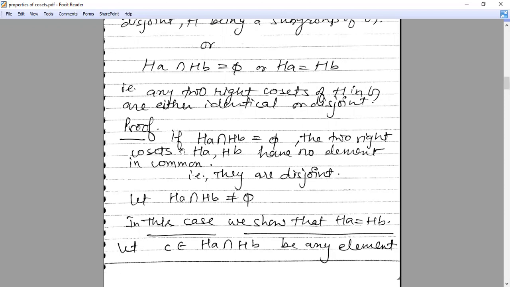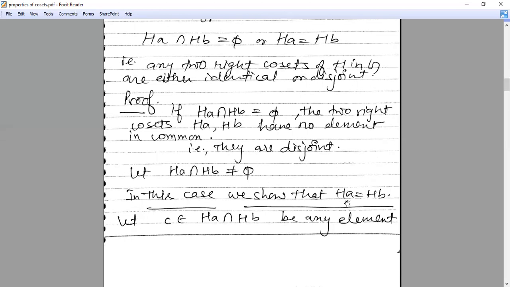So first suppose that HA intersection HB is phi. There is nothing common. So if their intersection is empty, the two right cosets HA and HB have no element in common. That means we are done. There is nothing more to do here. So next, suppose that their intersection is non-empty. There is something common between them. So in that case, we are going to show that HA is equal to HB.